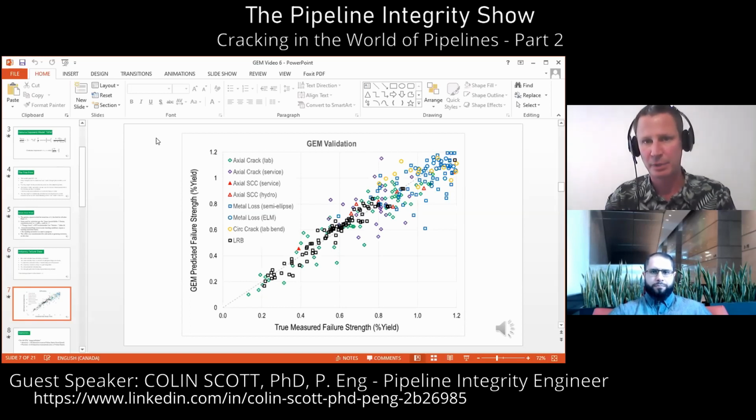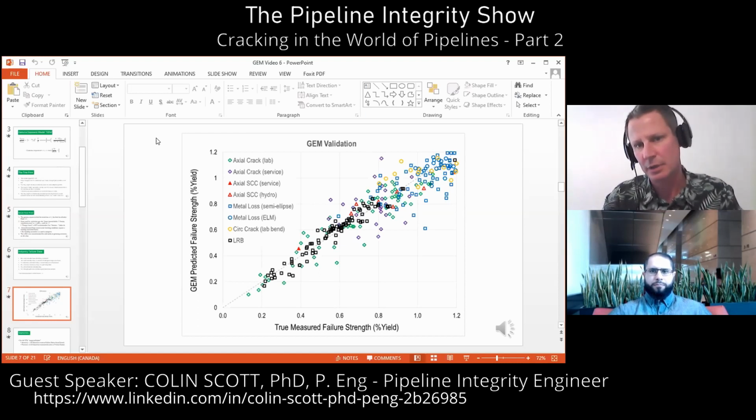So you'll see a couple of purple diamonds up at the top. Those are axial cracks that are found in service. I can't tell from this, but they're either fatigue cracks or hook cracks. So that's not good. And there's a couple of reasons for that, one of which is variations in toughness in the material, one of which is you don't know the exact flaw shape. There are a few bits and pieces that could push them in the wrong direction.